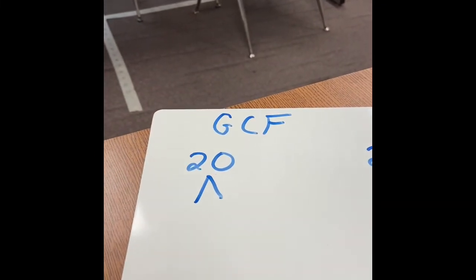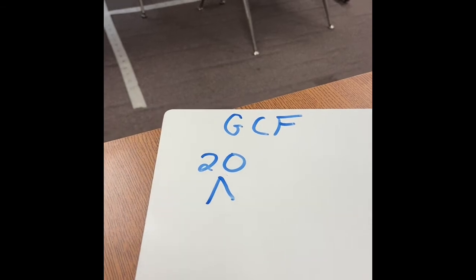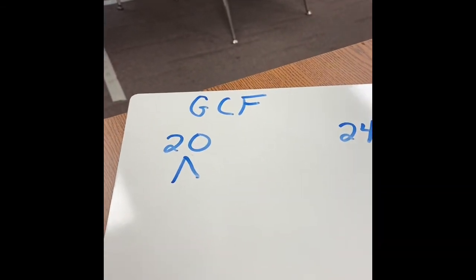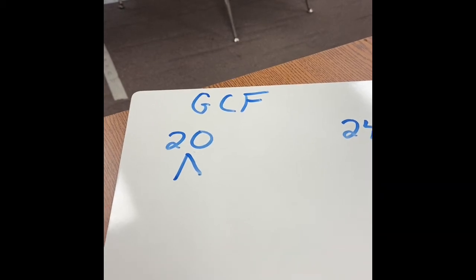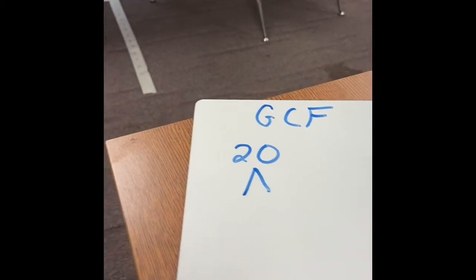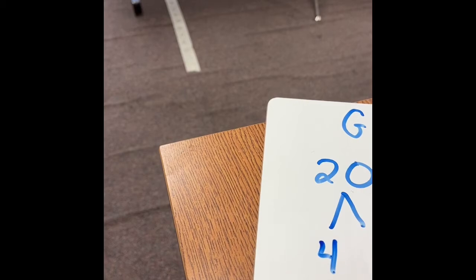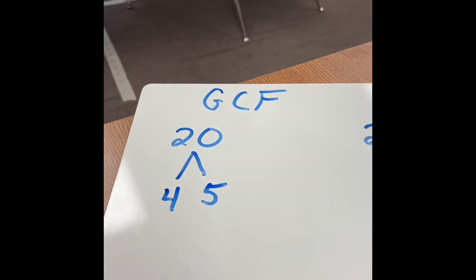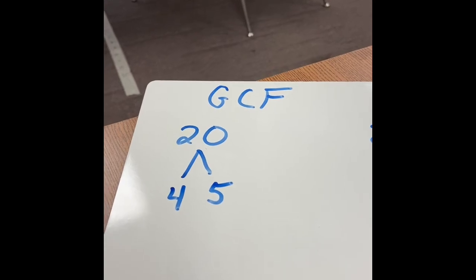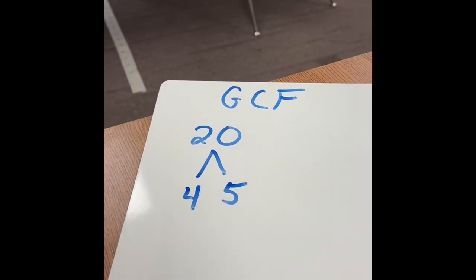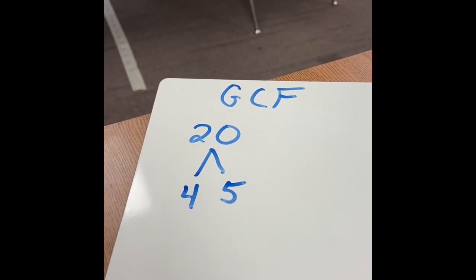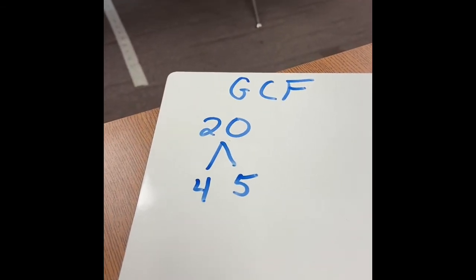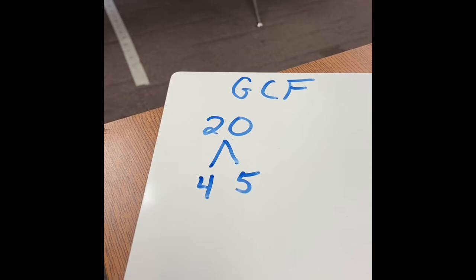You can use 4 and 5. You cannot use 1 and 20. You cannot use 1 when finding the prime factorization. So we'll just use 4 times 5. Okay, now in prime factorization, if you remember from 5th grade, you have to find the number that is prime. Okay, if it is prime, you're finished factoring it down.